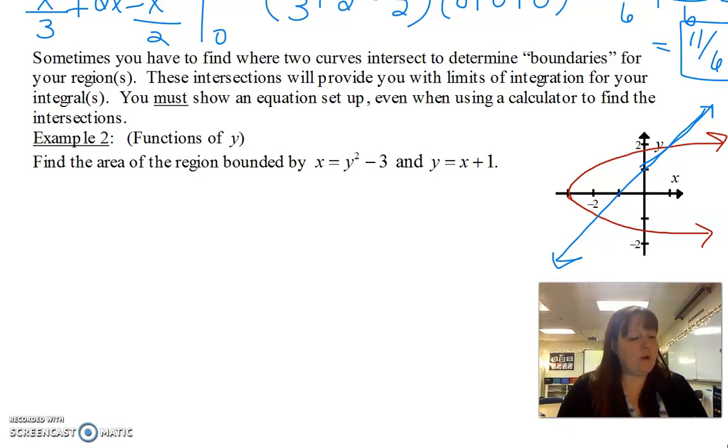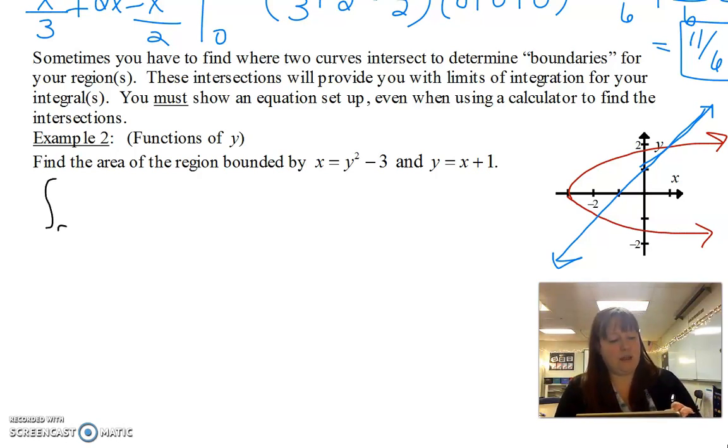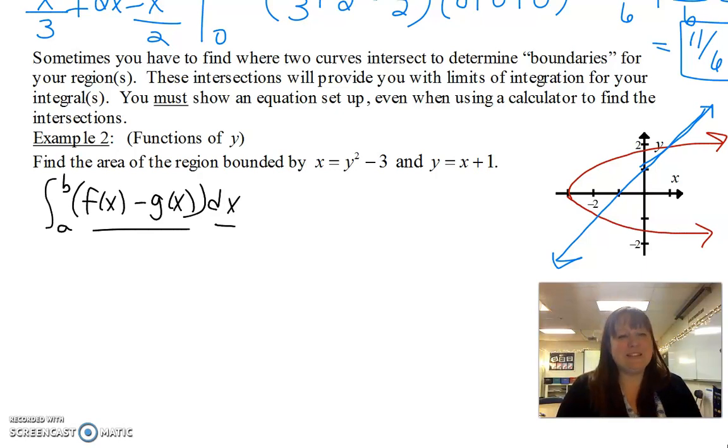So the question is, what is the area that we're looking for? Well, we're going to find the definite integral from a to b of f of x minus g of x dx. That's the width of the rectangle, and the height. But see, I just did it in terms of x. Guess what? We're not in terms of x anymore. The width of our rectangle is dy. So let's just change that to dy.